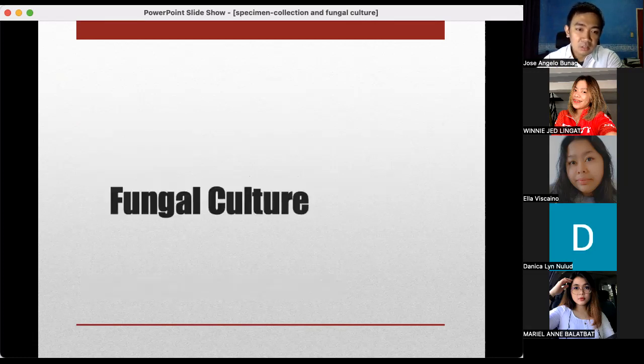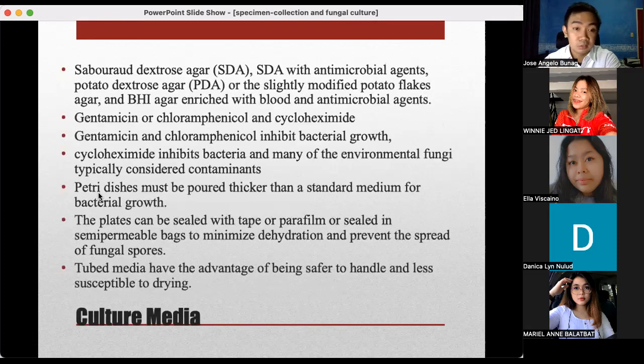Okay, another, we have your fungal culture. So in general, your fungi do not share the broad range of nutritional and environmental needs that characterize bacteria.